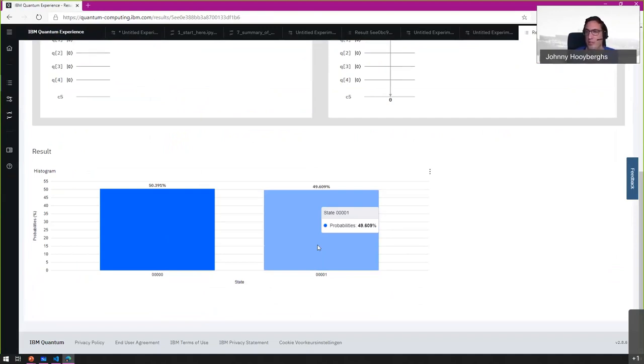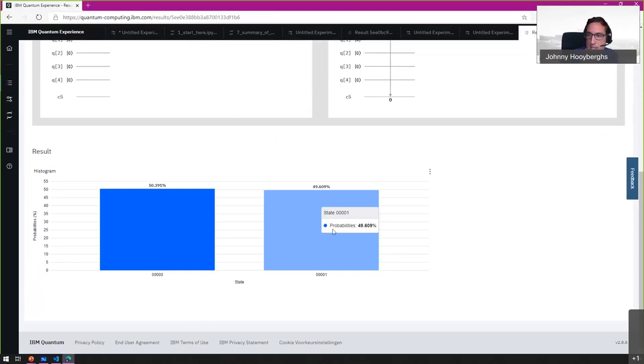It's never going to be 50-50 unless we run the experiment an infinite amount of times. We only ran it 1,000 times, and when you run it 1,000 times, you're only going to approach the probability of 50%. So, but it's about 50% basically.